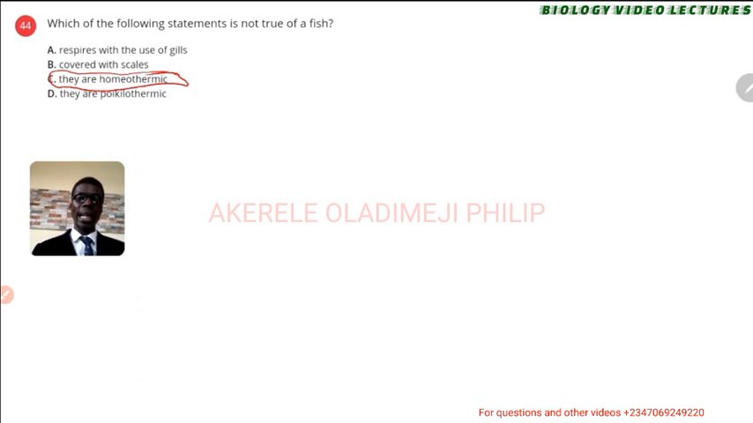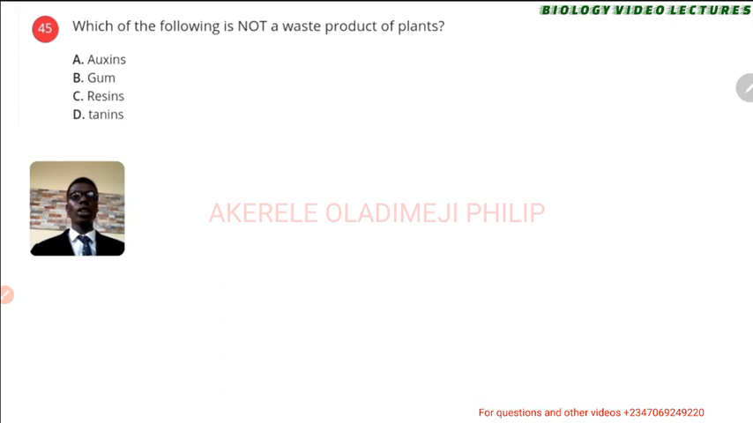Which of the following is not a waste product of plants? Well, this first option is the answer. Auxins are growth hormones in the body of plants, while these other three are waste products. Though some of them might actually be useful, they are waste products as far as the plant is concerned. All right, so auxin is a growth hormone, so it's not a waste product.